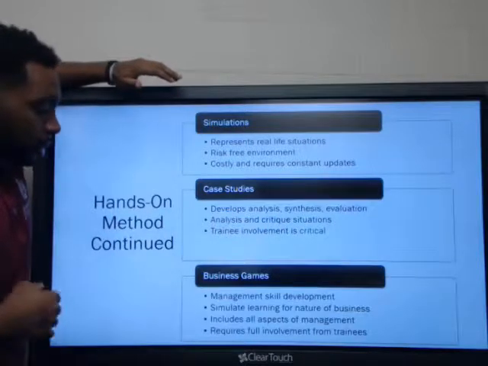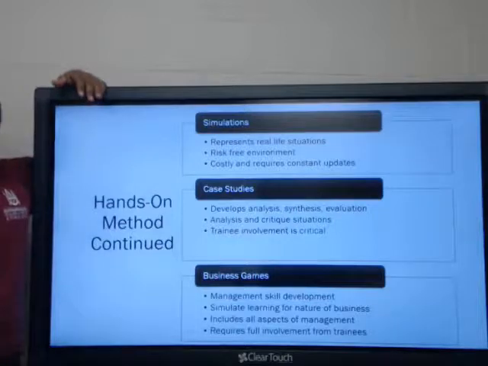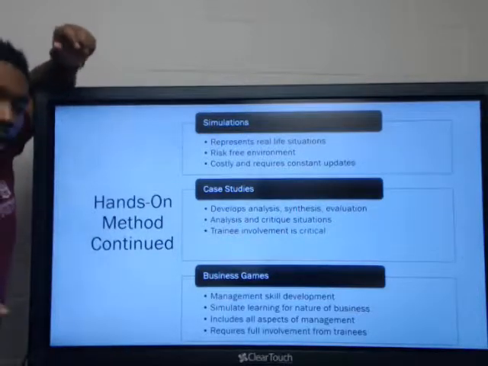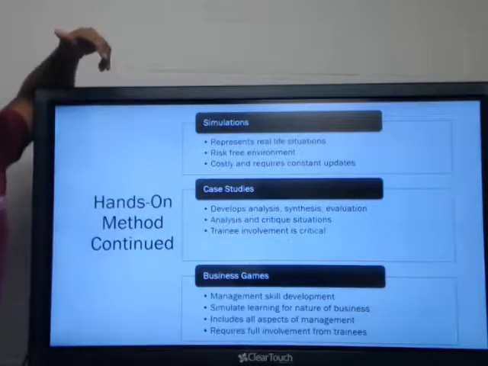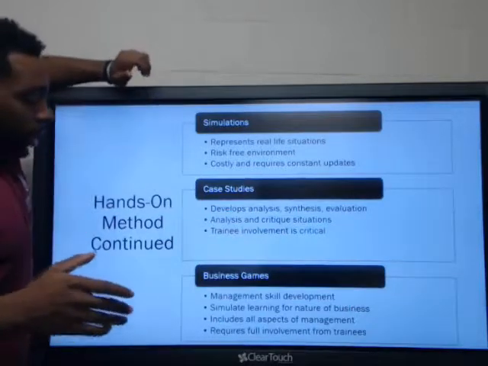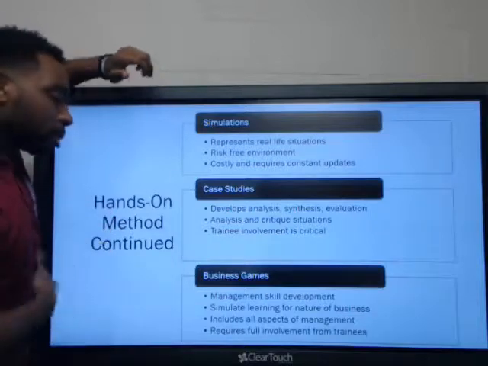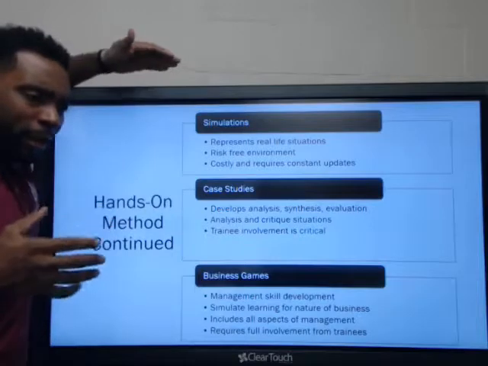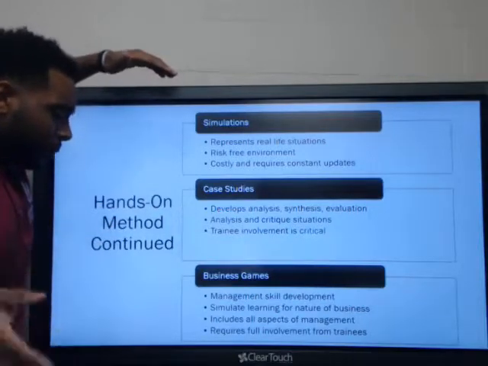Another one is business games. Business games are where trainees go and gather info, analyze, and make decisions based off the game and environment you put them in. So management, it helps skill management development. It stimulates the learning of the business because it's a game. People get competitive, so it helps stimulate their mindset to want to be better.